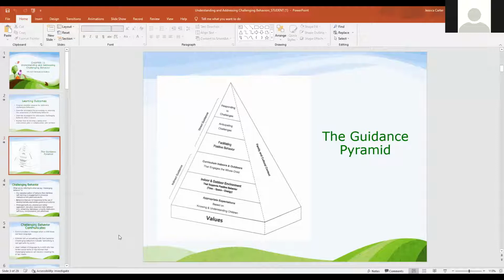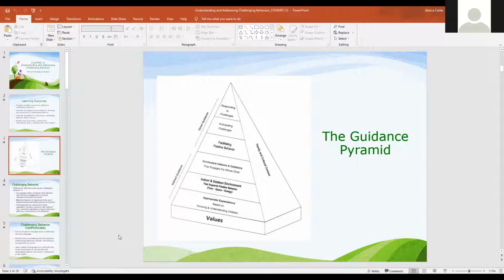Then we move into environment. So we have our indoor and outdoor environments that support positive behavior. We talked about time, space, energy, a variety of concepts related to that. We also want to make sure that we have engaging curriculum, engaging activities and materials available for children. That's all indirect guidance.